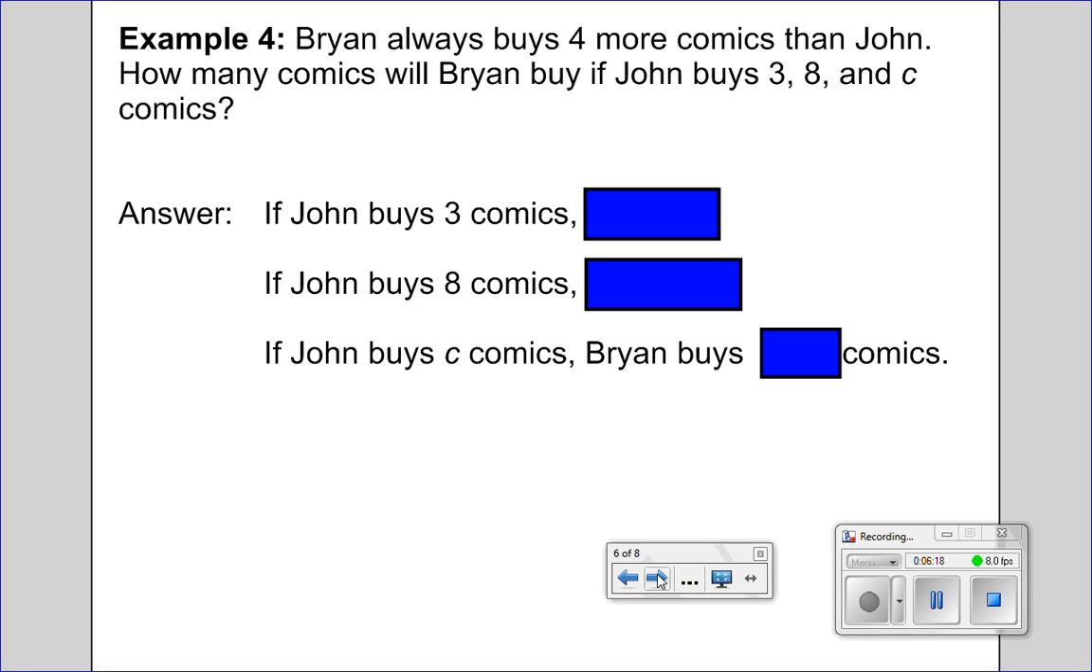Okay, here's one for you to try. Brian always buys 4 more comics than John. How many comics will Brian buy if John buys 3, 8, and C comics? So put the video on pause so you can try out this example, and we'll take it up in tomorrow's class.